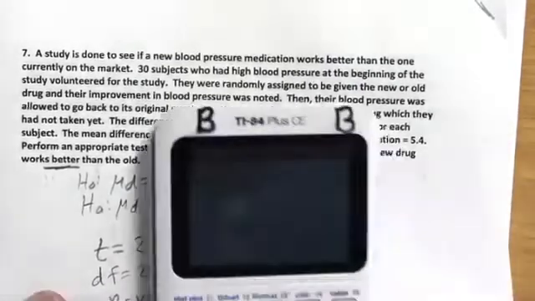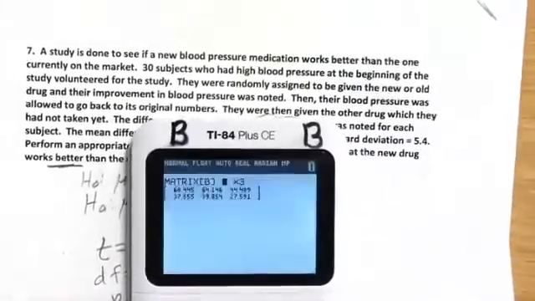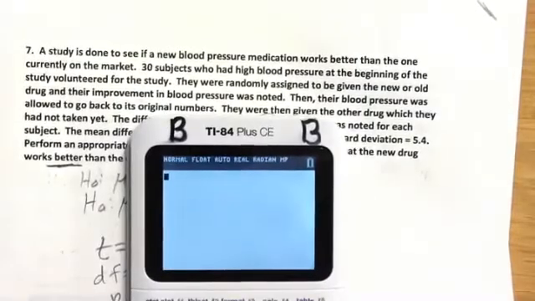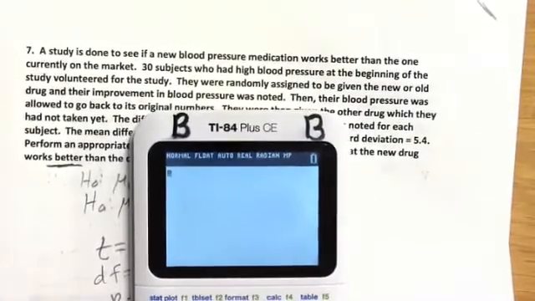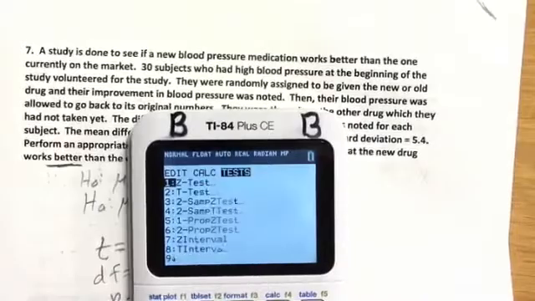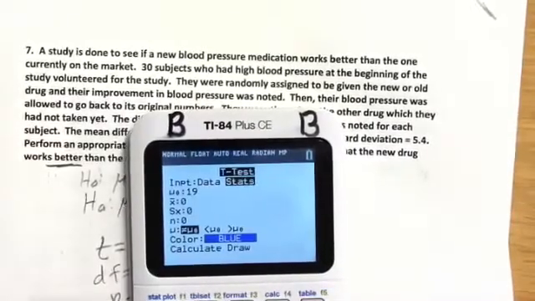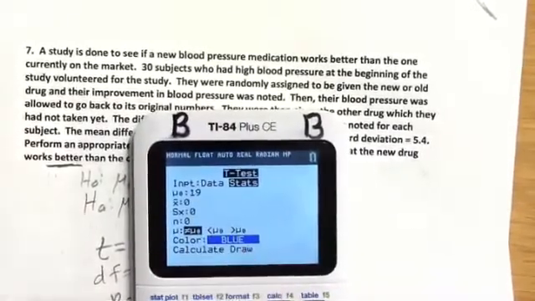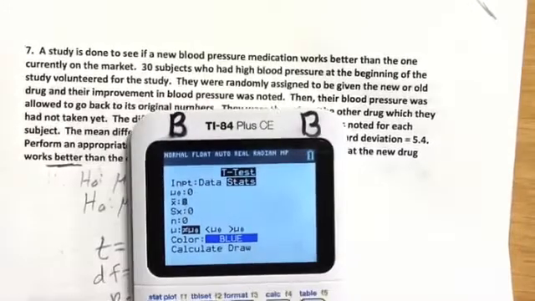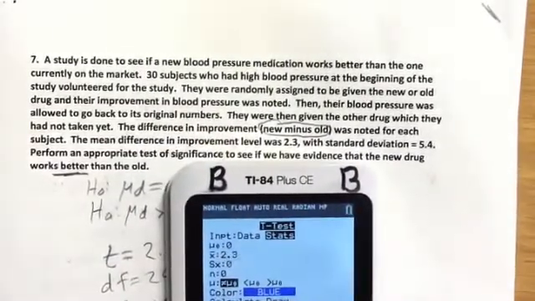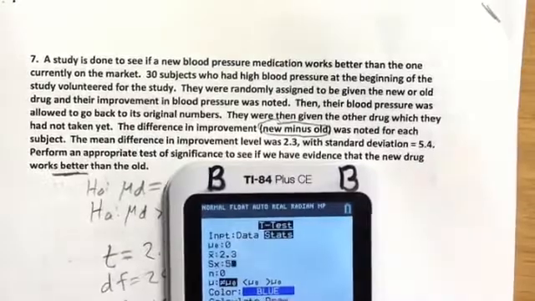All right, and so to get your mechanics on this, just like we talked about several times previously, we'll do a t-test. So we go stat, we go tests, we go t-test. In this case, we're entering stats. Our null hypothesis value is 0. The mean of our differences is 2.3, so I enter 2.3. The standard deviation of our differences is 5.4.